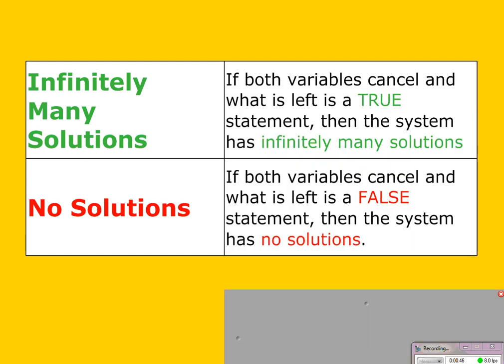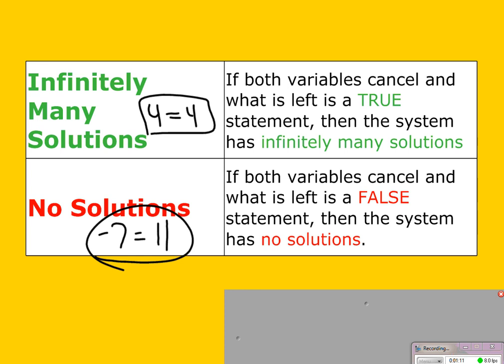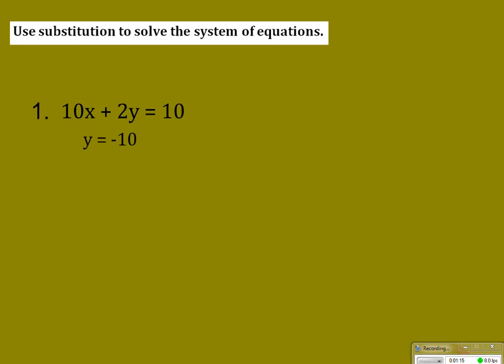Two things can happen that kind of throw a wrench in the works. If you get something to where both sides are true, like 4 equals 4, well, that's going to be true all the time. That is a mathematical true statement. That's going to be infinitely many solutions. If you're going along and solving and somehow get -7 equals 11, well, that's never true, so you're going to end up with no solution.